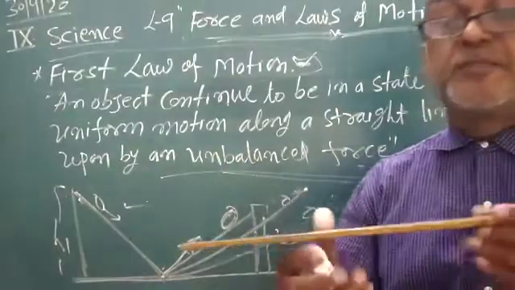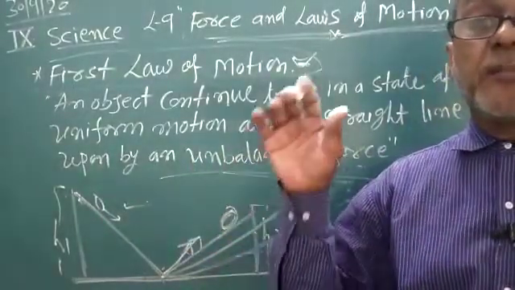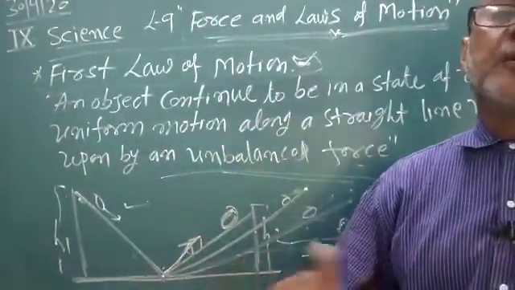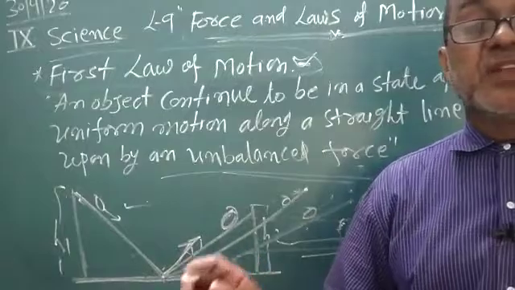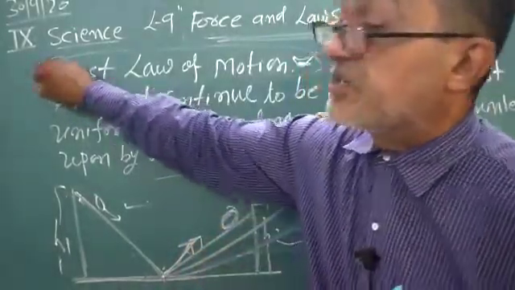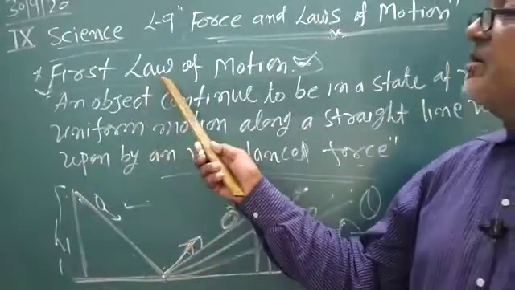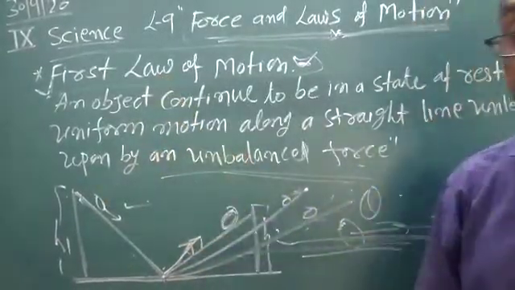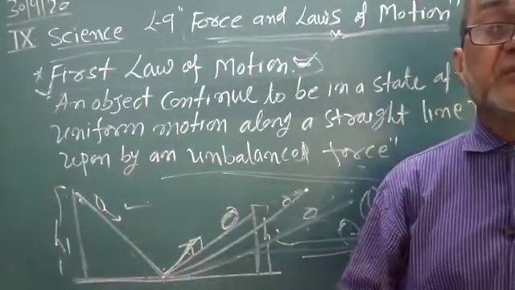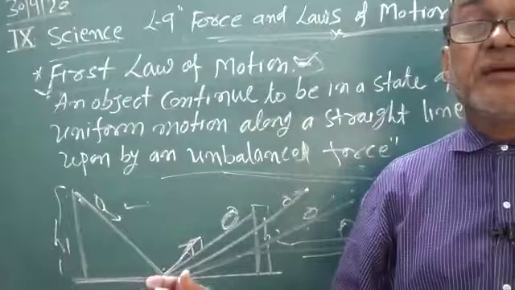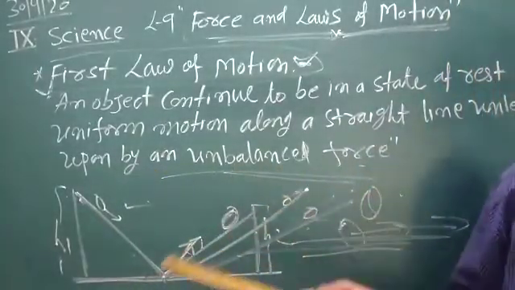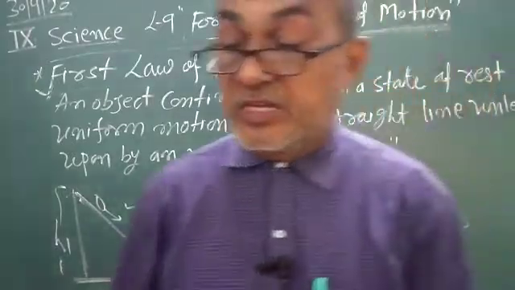Suppose an object is traveling in a straight line. If you apply an unbalanced force, not a balanced force, then its position will change. Otherwise, it will still remain at rest or in uniform motion. That is known as Newton's first law. So if this question is asked, state Newton's first law, you say that an object continues to be at rest or in uniform motion in a straight line unless an unbalanced force acts on it. So this is Newton's first law.